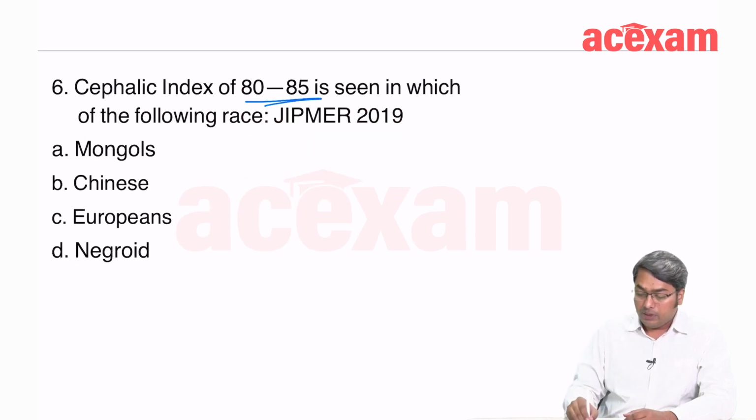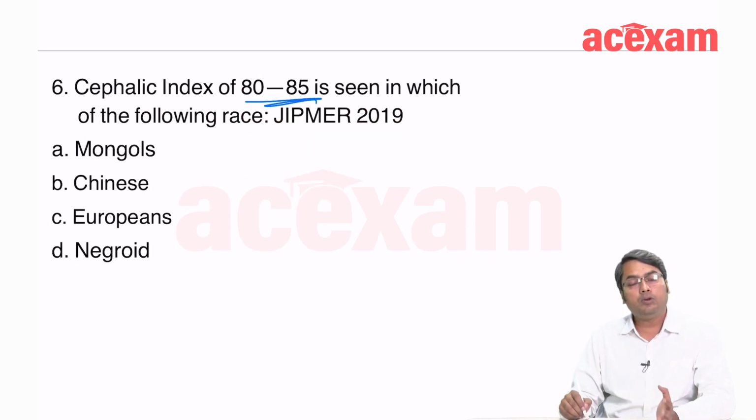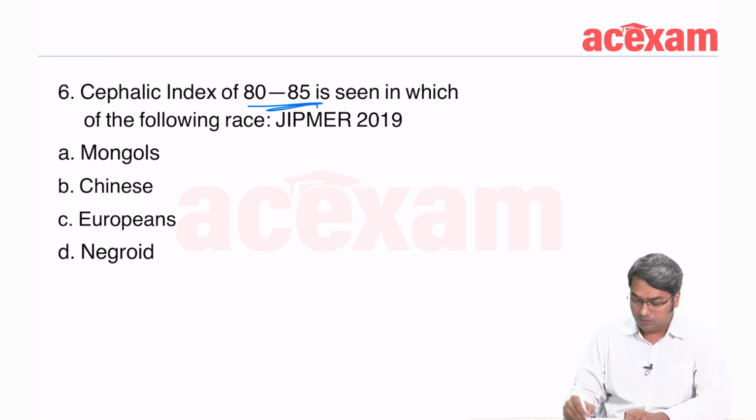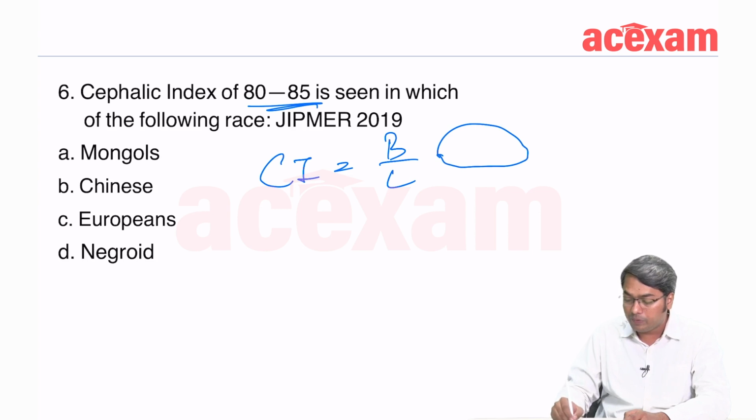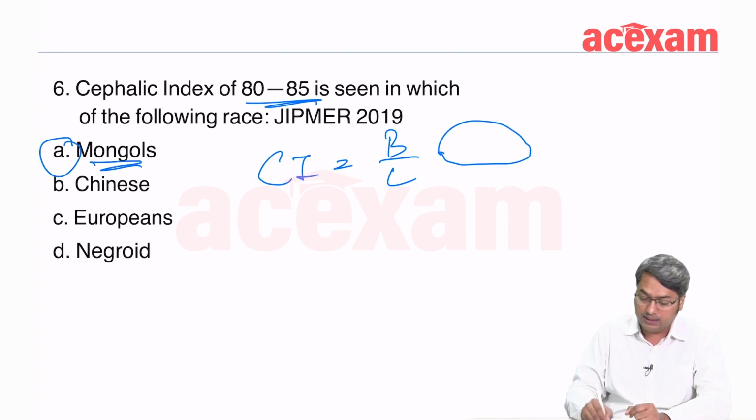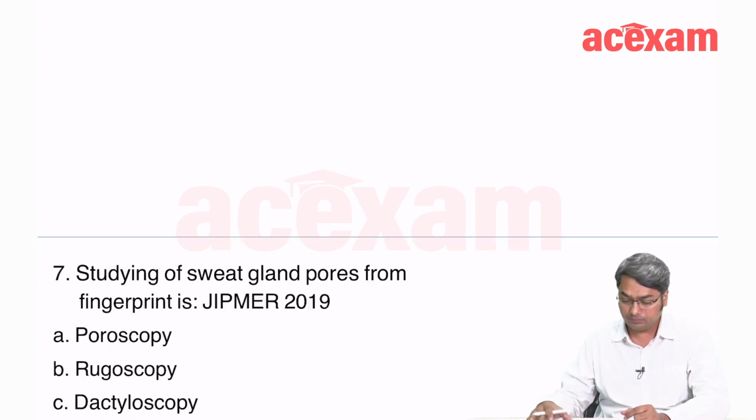Cephalic indexes of 80 to 85 is seen with brachycephalic skulls. What is cephalic index? Cephalic index is breadth by length, right. So in brachycephalic skulls, the breadth is more compared to the length. That is why they have got a value of 80 to 85, and this is seen in case of mongoloids.